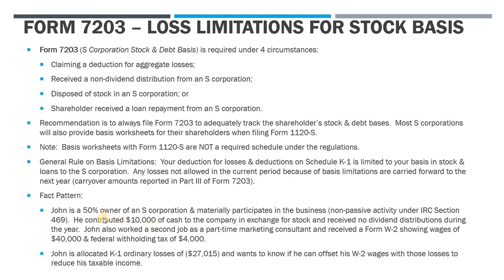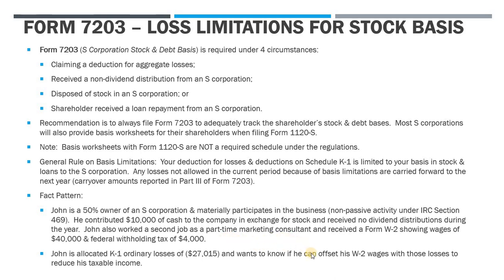So here's the fact pattern we've got, right? We've got John, he's a 50% owner in an S Corp, and he materially participates in the business, so this is going to be a non-passive activity for him. Now, when he got started in the company, he contributed $10,000 of cash in exchange for 50% of the stock. And during 2022, there were no dividend distributions during the year. Okay, so only money in for John at this point.